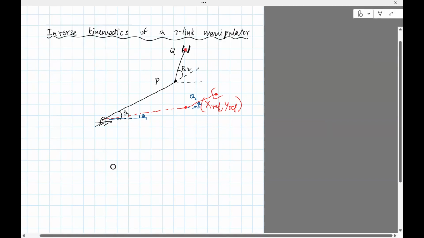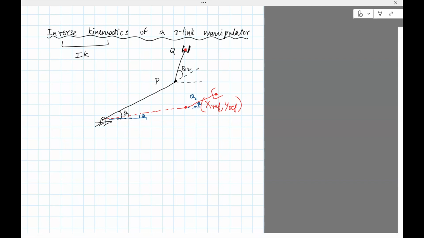But here the IK problem is also known as IK. Compute theta 1, theta 2 such that the end effector, in this case Q, is at the desired position.